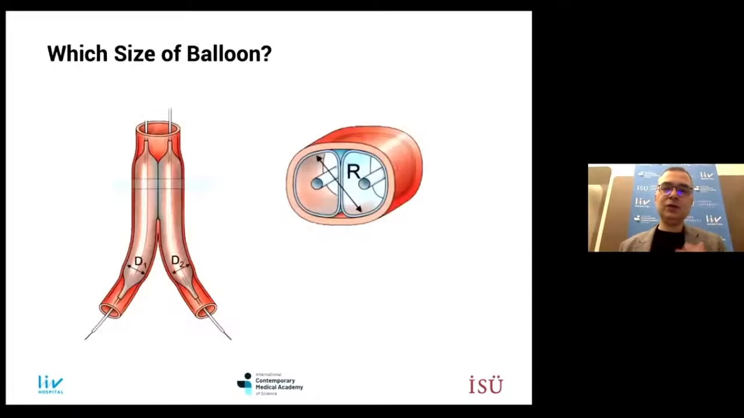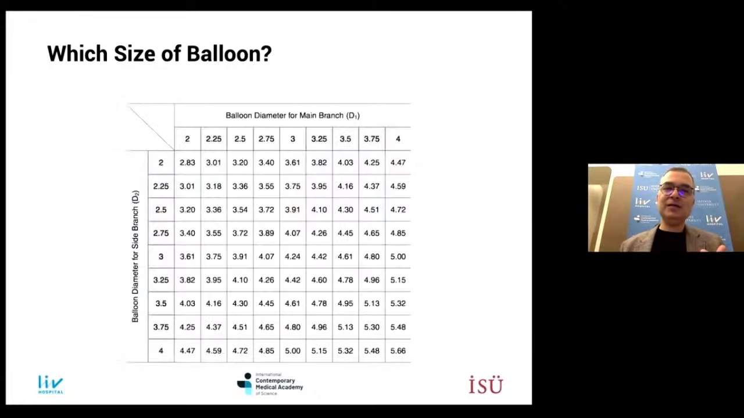Of course, to achieve this perfect result, the best practice, it's also important to understand which balloon size you should use. And in our cath lab, we use this diagram because it's difficult to summarize. But this diagram shows you which size of balloon you should choose in the side branch and in the main vessel when you make a kissing balloon.